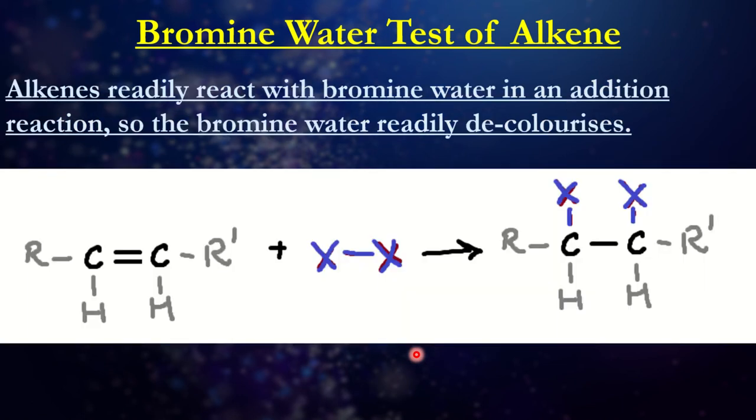You can sort of picture what's happening here: in the process, the double bond is broken up, the carbon latches on to one bromine, breaks the bond, and then the other bromine attaches on to that as well. Obviously you can use other halogens to do the same thing, but bromine water is the safest one we have that we can use.